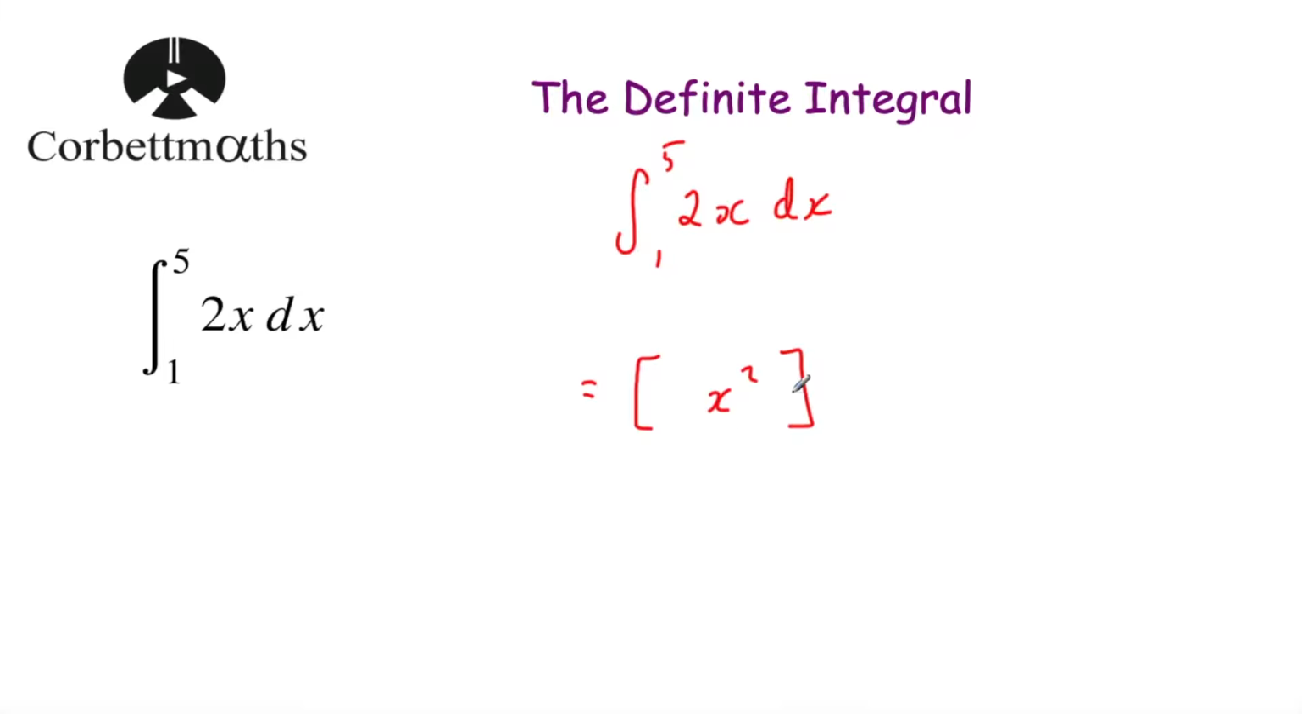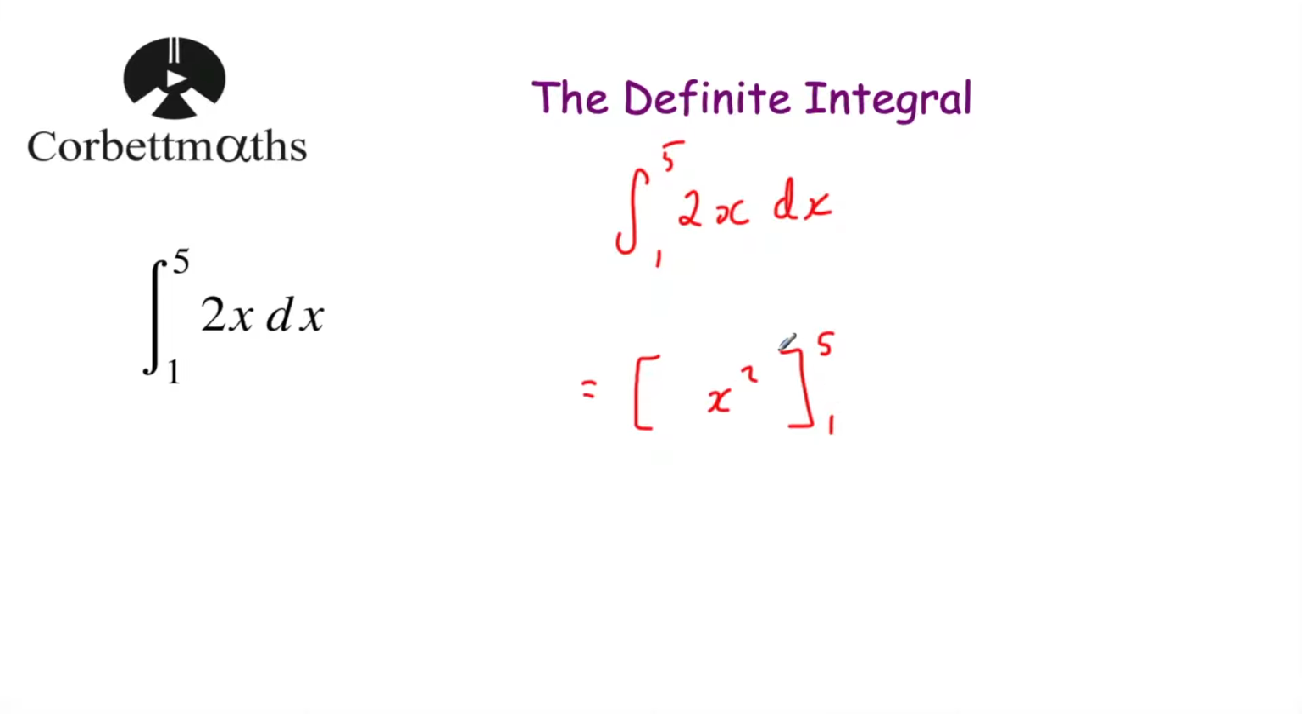We're not going to write the plus c. You could, in theory, write the plus c, and you'll see later on that they're going to cancel out. But just to save a bit of ink, we're not going to write the plus c there. And then, because we have our limits, our upper limit is 5 and our lower limit is 1, we're then going to write 5 there and a 1 there.